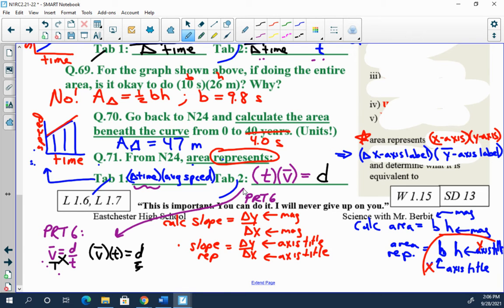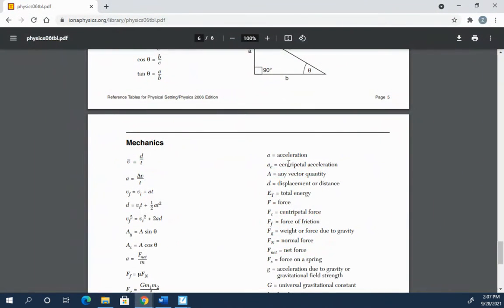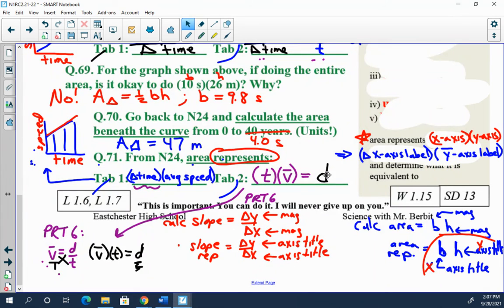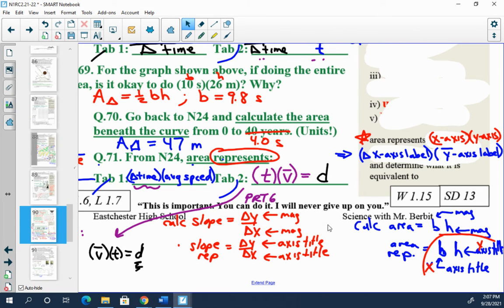And this is actually the coolest part of all. On your reference table, where is this D? D is displacement or distance. Let's think of it as distance for right now. D is distance. So wait a minute. We figured out here that on a speed versus time graph, the area represents distance. That means if we were to calculate the area, then the result should be a measure of distance.